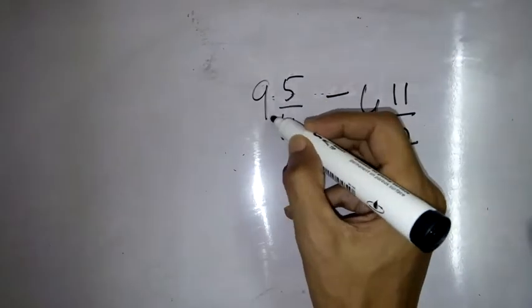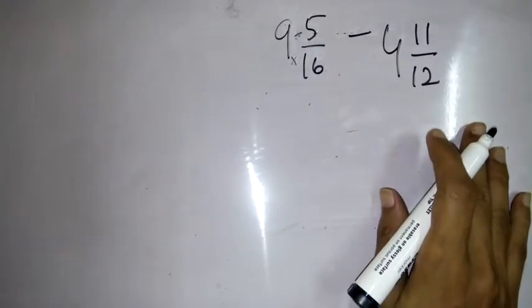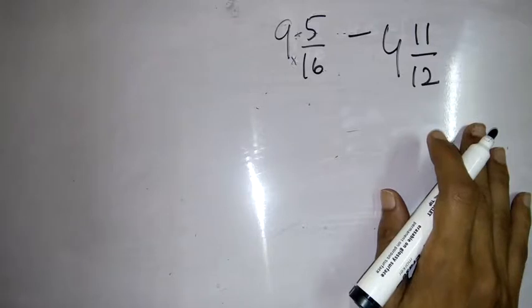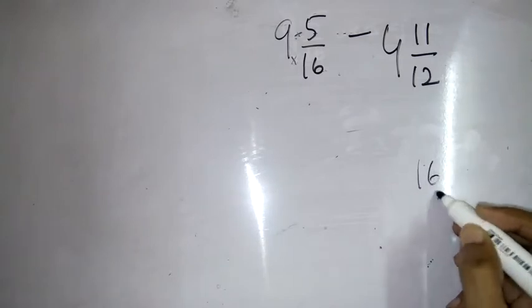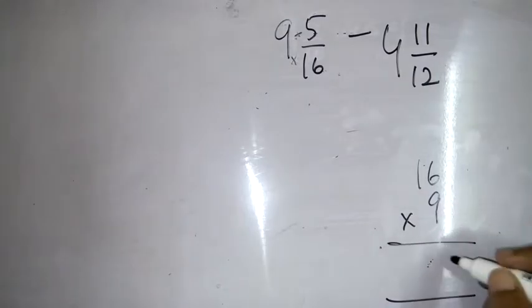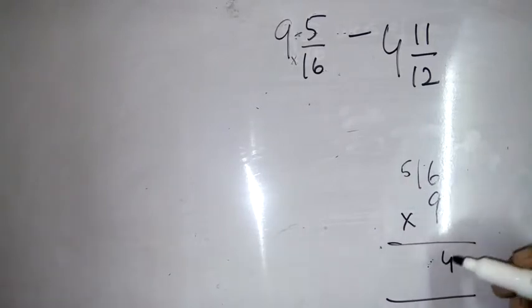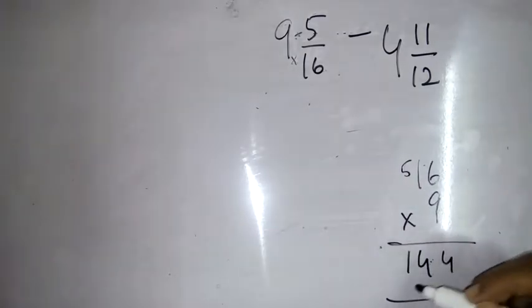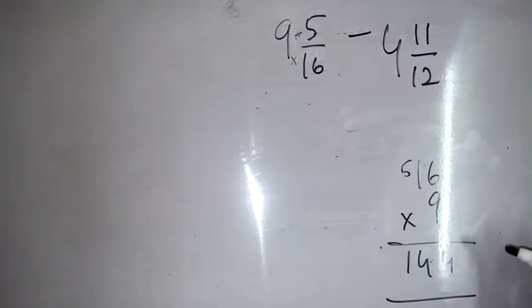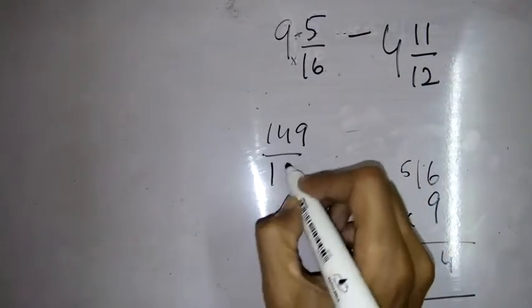Exactly. 16 multiplied by 9, and then we will add 5. So what is 16 multiplied by 9? 16 multiplied by 9, 54. Very good. 9 4s are 36, plus 9 is 144. Very good. So 144. Right? 144 plus 5 is? 149. 149 upon 16. Right?